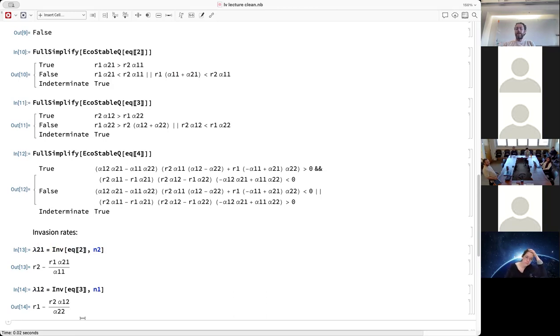Any questions on the implementation or just the general concept?